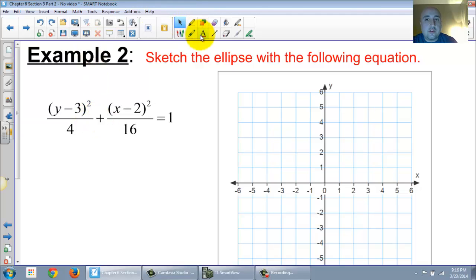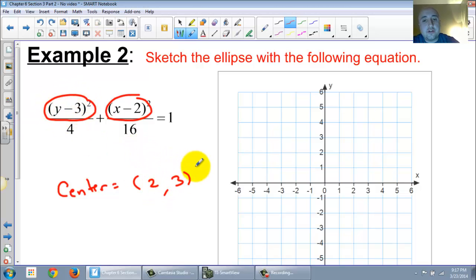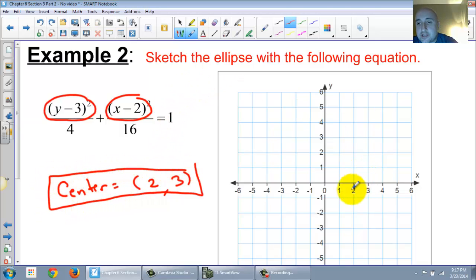What's different? What they've done is they have added numbers attached to our y, and they've added numbers attached to our x. So really all of this has done is it has changed our center. And remember, it's just the number that's attached to x. So the number attached to x is -2, so our x value is +2. And the number attached to y is -3, so our y value is +3. So this is the first new piece of information that we know. We know our center is at 2, 3. Okay, so there's our new center.